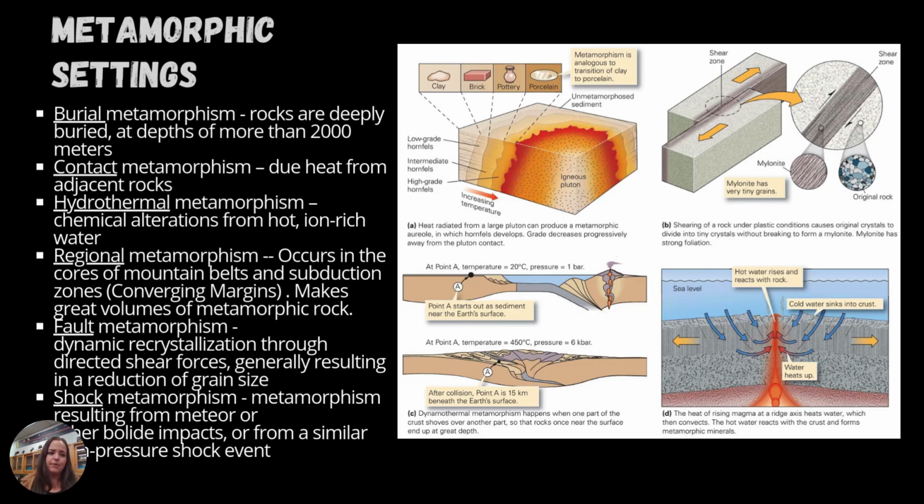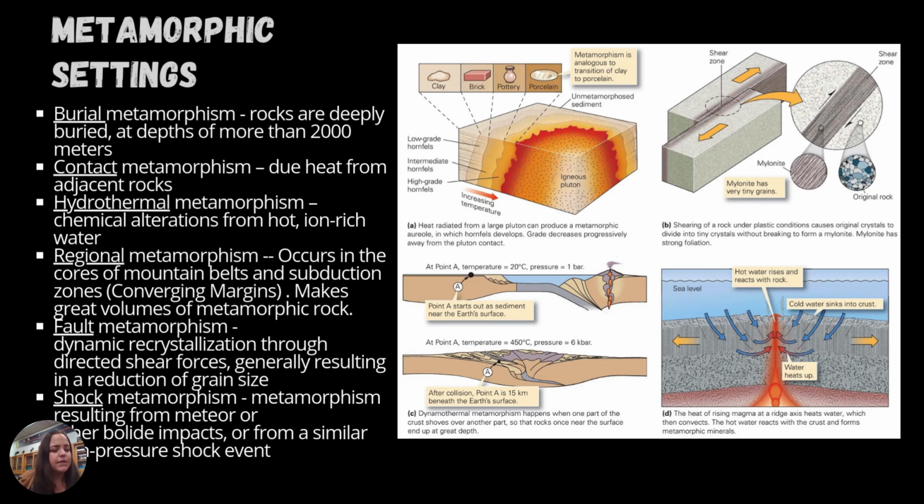We can also see contact metamorphism, where rocks are changed due to nearby heat, like an intruding magma body. Hydrothermal metamorphism is similar but different, where we see chemical alterations from hot iron-rich water. This generally happens at a divergent plate boundary where magma is upwelling and it's changing the temperature of the water in the ocean. Regional metamorphism occurs where we have mountain belts, where we see subduction zones. Anytime we have converging plate boundaries is where we're going to see regional metamorphism.